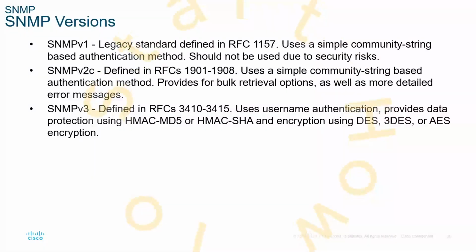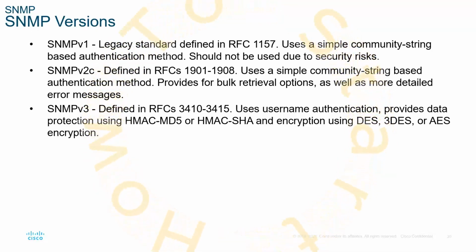There are multiple versions of SNMP. The common ones are version 1, version 2C, and version 3. Version 3 being the newest one. And version 3 uses username and authentication. It provides data protection using hashing algorithms, MD5 and SHA, and it will also encrypt using standard AES forms of encryption. 2C is more of a simple string, no real encryption.